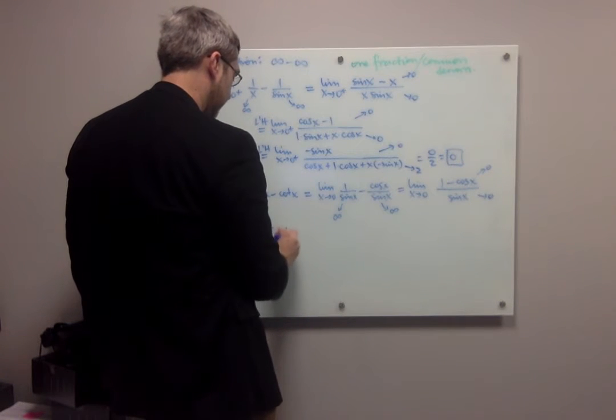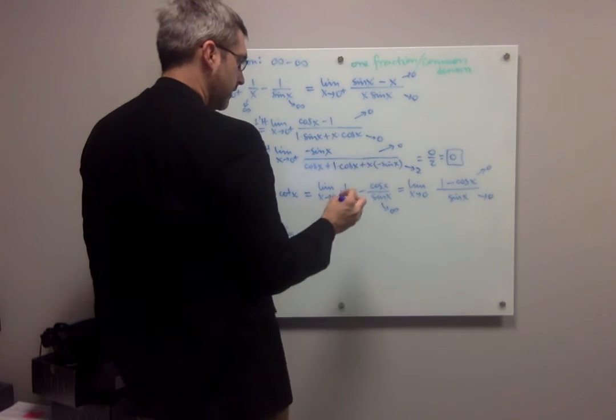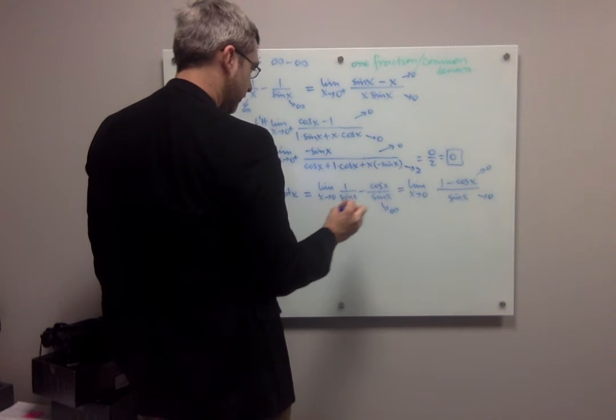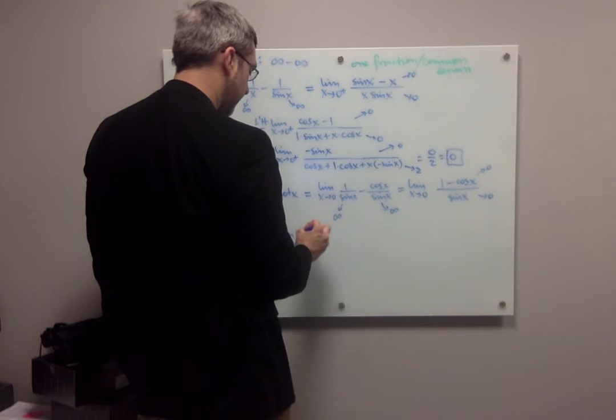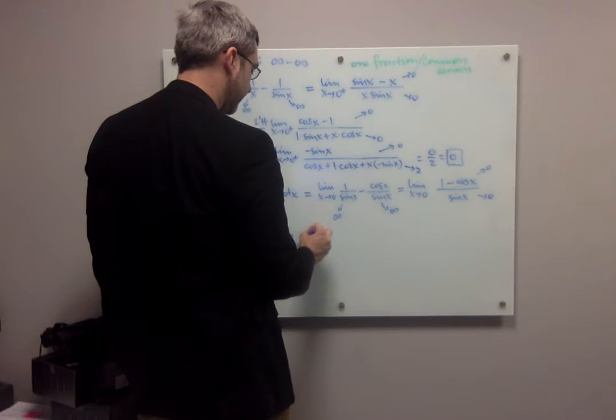So I'm going to have the limit as x goes to 0. Derivative of the top: derivative of 1 is 0. Derivative of negative cosine is negative, derivative of cosine is negative sine.